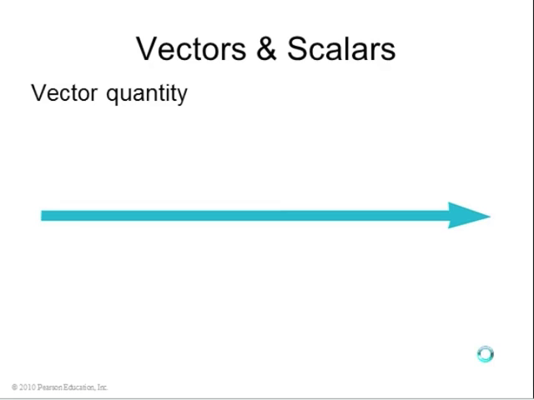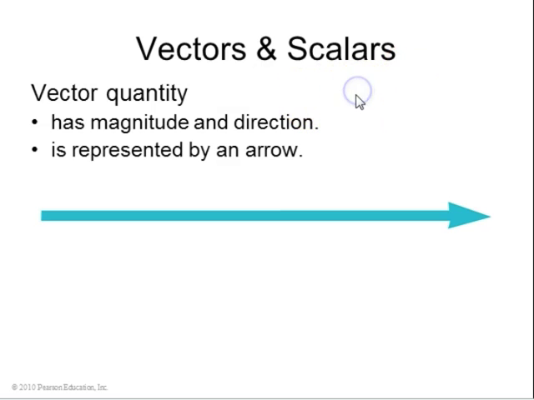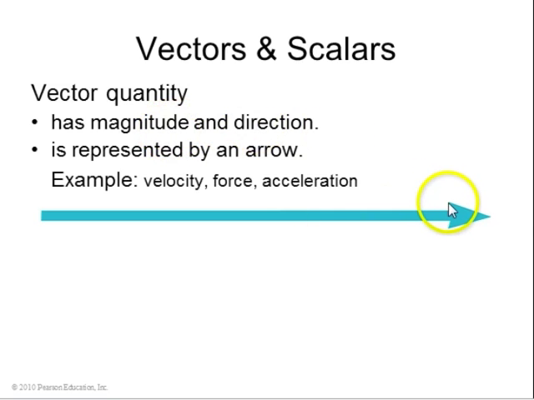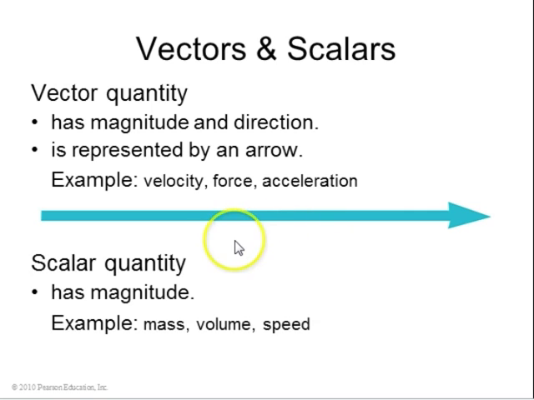I want to finish up chapter 5 by talking about vectors. So there's two kinds of quantities, vectors and scalars. A vector quantity has magnitude and direction and can be represented by an arrow. Examples of vectors include velocity, force, and acceleration. A scalar quantity has a magnitude only. Examples of scalars are mass, volume, speed.